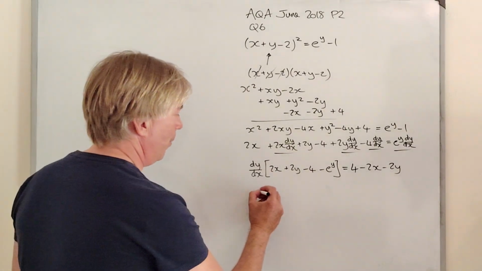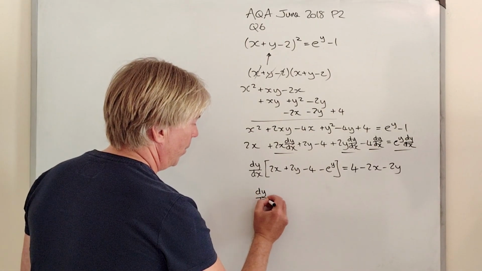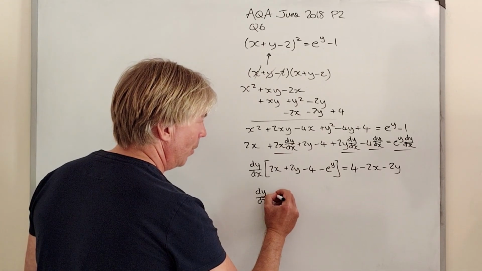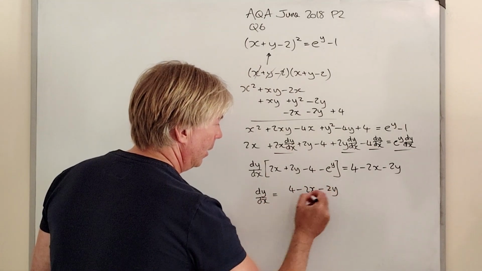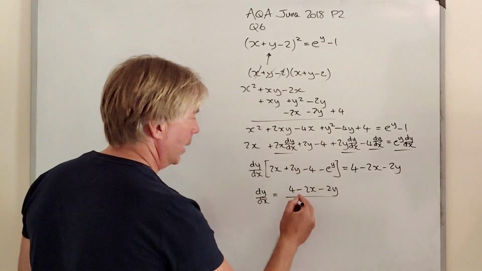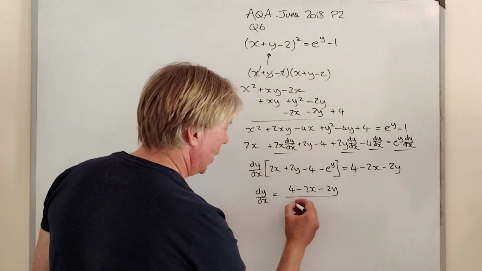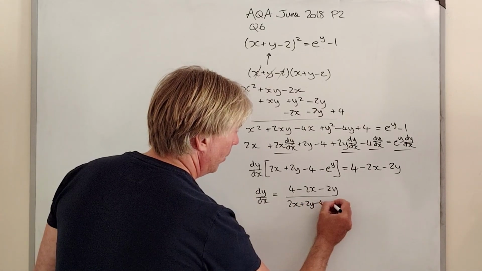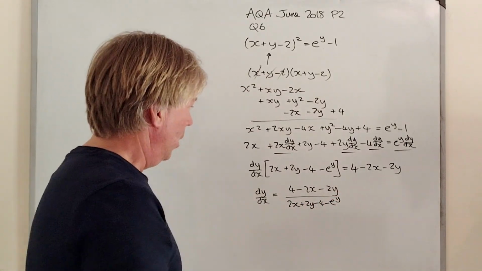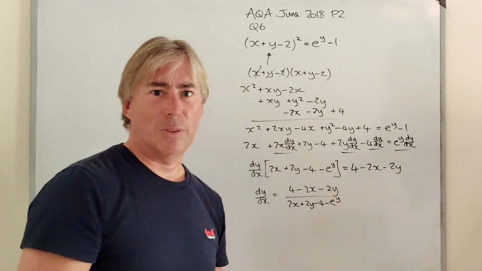So now I've got an expression for my derivative, dy by dx. It's simply going to be equal to the right hand side and then divided through by everything under here. So over here will go under there, so we end up with 2x plus 2y minus 4 minus e to the y. Okay, so there's our derivative dealt with.